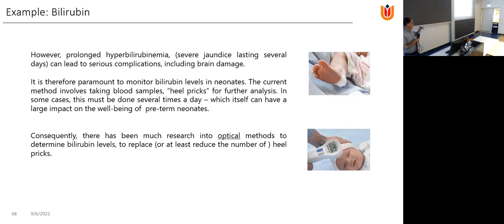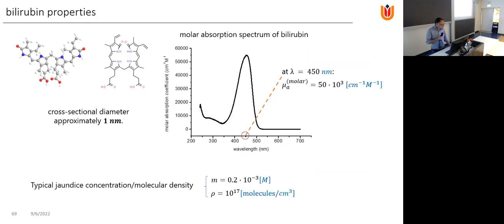But if the baby is really at risk for developing this, then this is done a couple of times a day, which you can imagine for a small baby. Even though it is a small amount of blood, it is still pretty impactful. So especially for these cases, we would like to have a non-invasive way of measuring these bilirubin levels to replace or at least reduce these heel pricks. And that is where the optical method comes in.